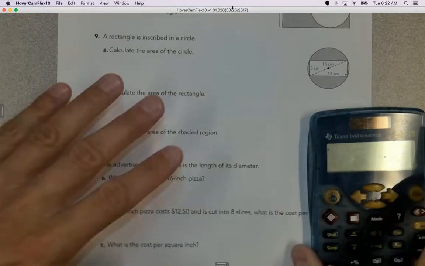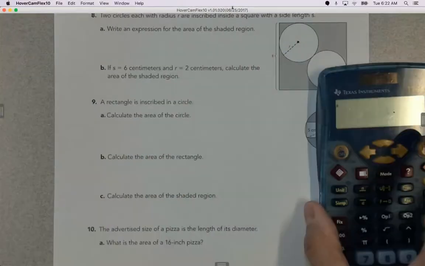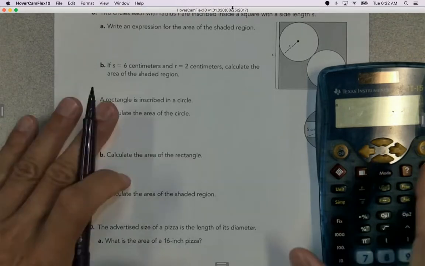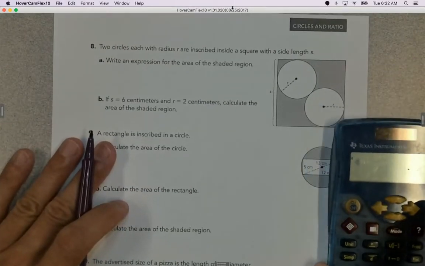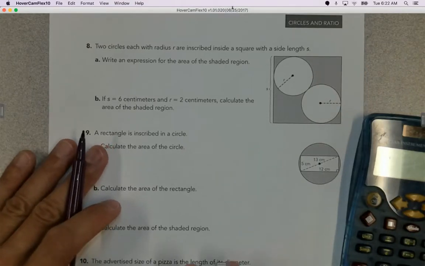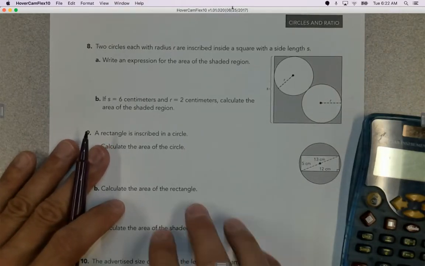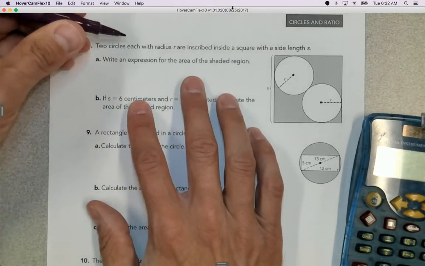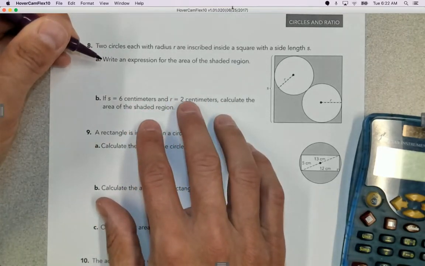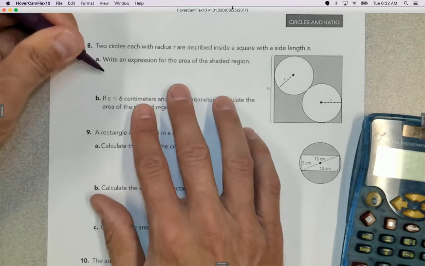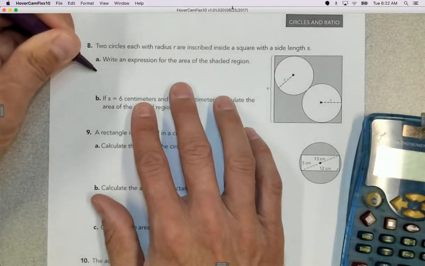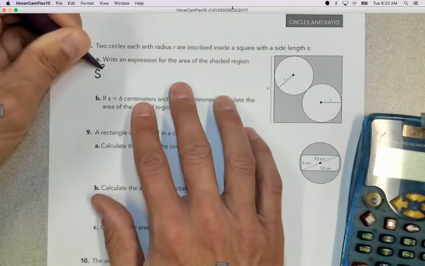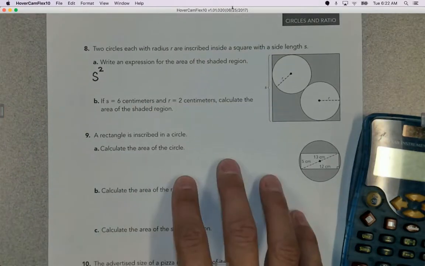All right, so now we have some composite problems. 2 circles, each with radius r, are inscribed inside a square with a side length s. Okay, so write an expression for the area of the shaded region. Okay, so I would want to figure out the area of the square, so that would be s squared, because you just take side by side to get the area of a square.